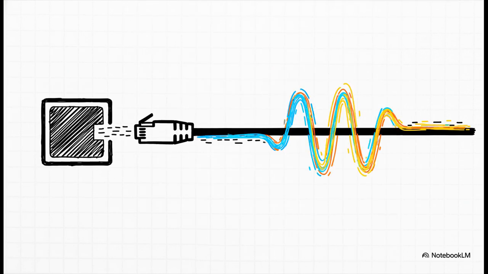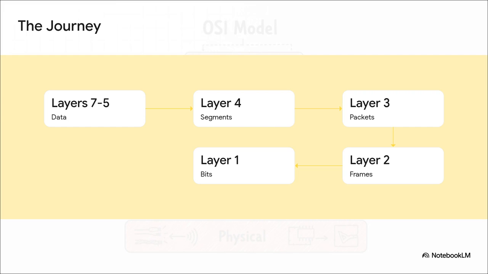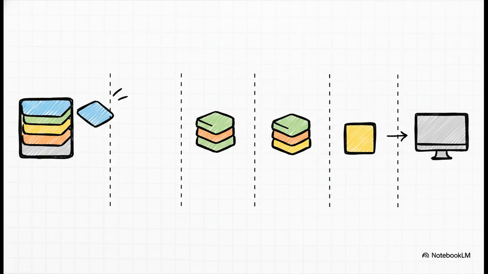And this is the physical stuff. Cables, hubs, signals, turning everything into bits to be sent. See how that works? It's called encapsulation. Each layer just wraps the data from the layer above it. Then, on the other end, the whole thing just happens in reverse. It's unwrapped layer by layer.